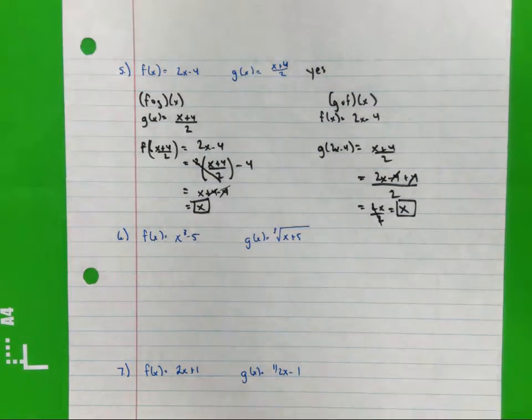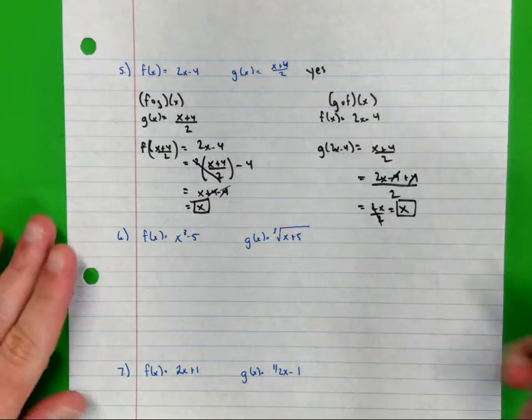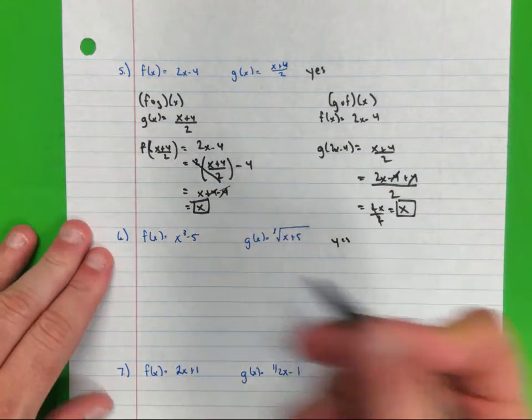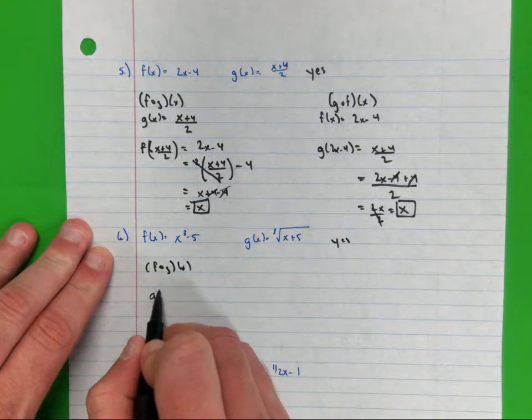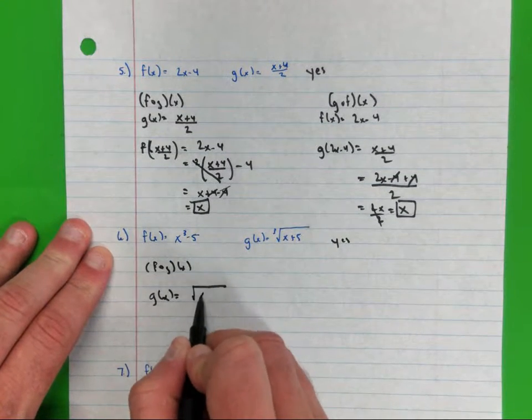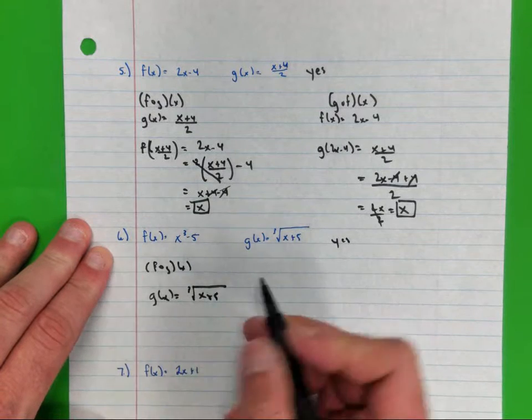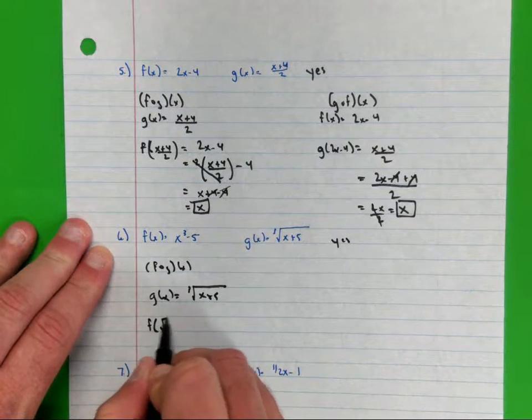Alright, what did y'all come to find? Are they inverses? Yes, they are inverses. So here we go, let's see why. You have f of g of x. So I got g of x equals the cube root of x plus 5. Now I'm going to plug that into f.